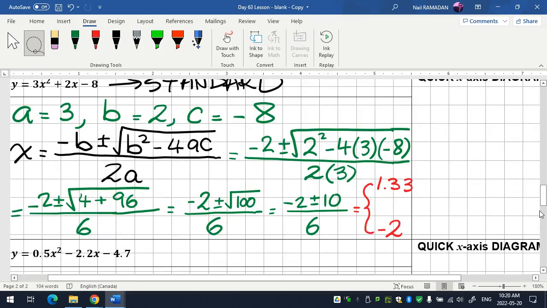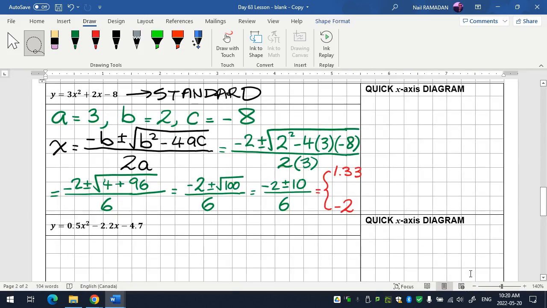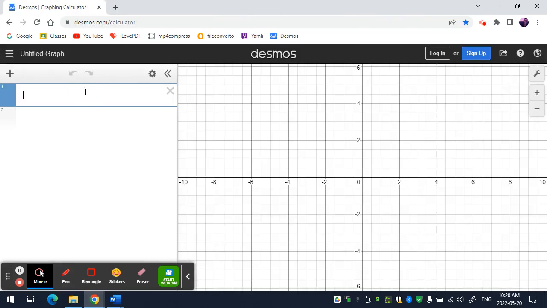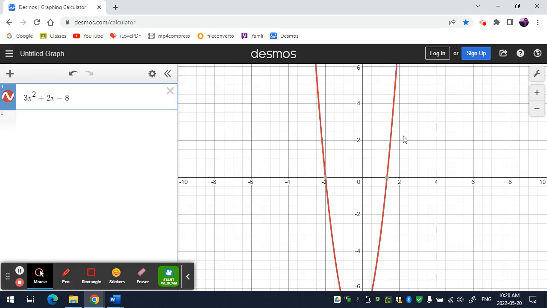How can you check your answer? Use what? What website? Well, Desmos is quite easier sometimes. What's my equation? Come on. Original one. Original standard form. X squared, sorry, plus.